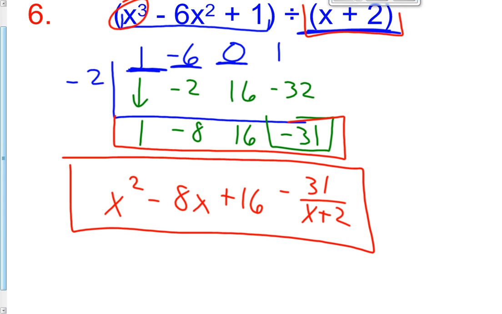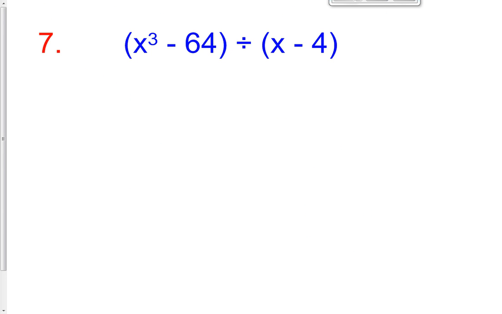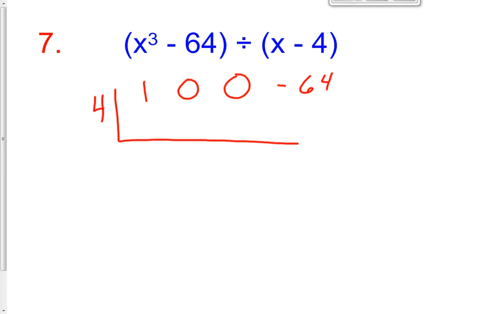Let's try another one, problem number 7. We have x cubed minus 64 divided by x minus 4. So our 4, the opposite of minus 4, is going to be our divisor. Our dividend is going to be 1x cubed, 0x squareds, 0 x's, and a minus 64. Make sure you put in those placeholders. It is crucial that you do that.